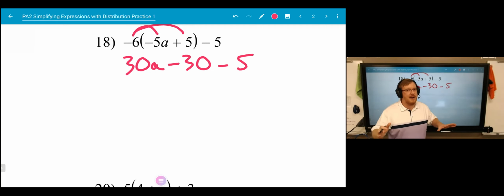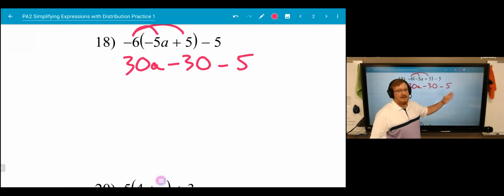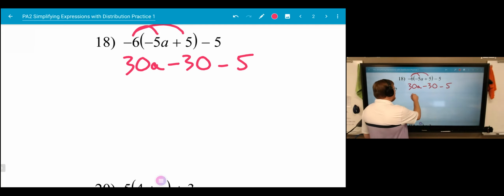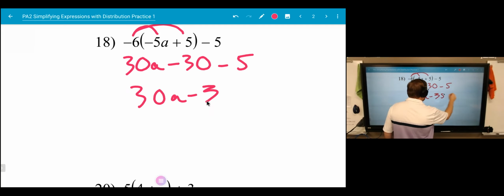Well, now I can combine it. This has an a. These two things don't have an a. Let's combine those. 30a minus 35.